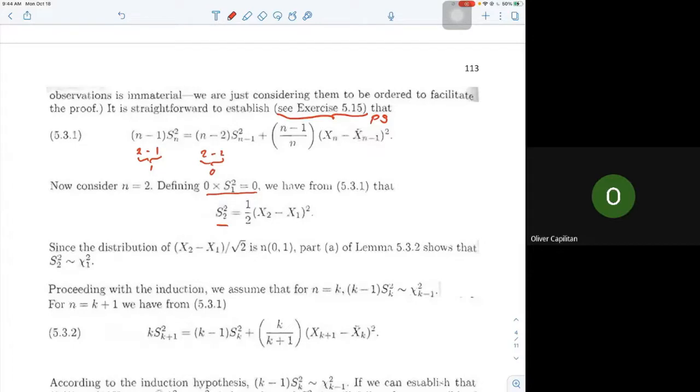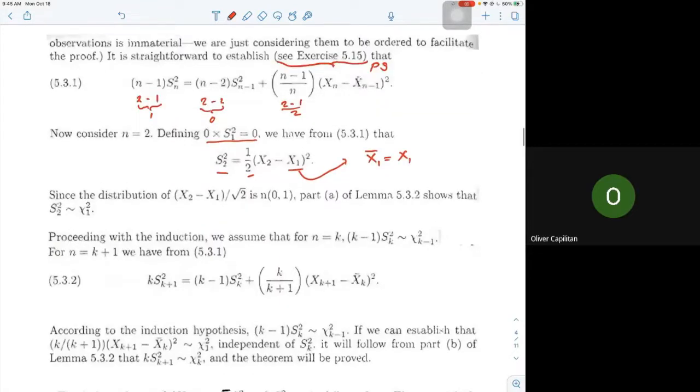So we have 2 minus 1 over 2, so we have 1 half. And then we have x sub n minus x sub 2 minus 1 bar. So we have here x sub 1. It should be x sub 1 bar, but we know that x sub 1 bar will just be equal to x sub 1. Okay, so we have that s sub 2 square.